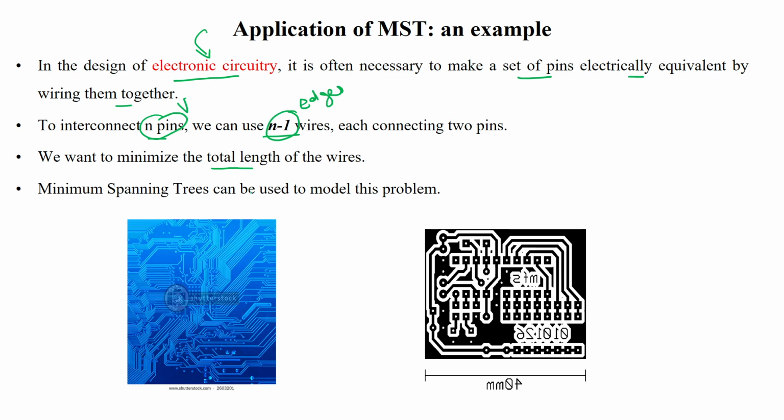When you are constructing a network in a computer lab, if you have 100 systems, you can use the minimum spanning tree to connect the network. So we can reduce the length of the wires when we are establishing the network.